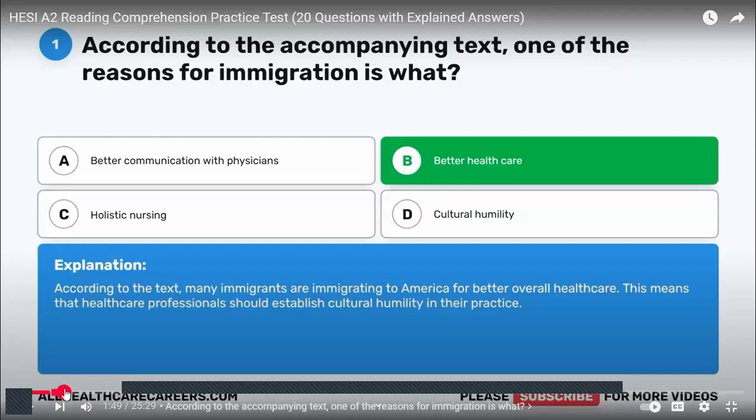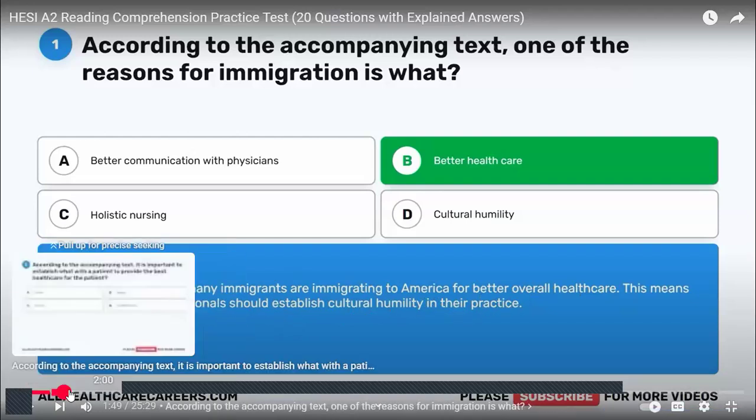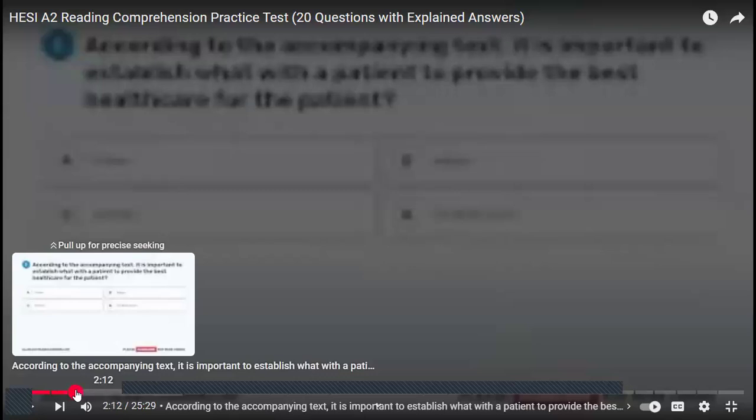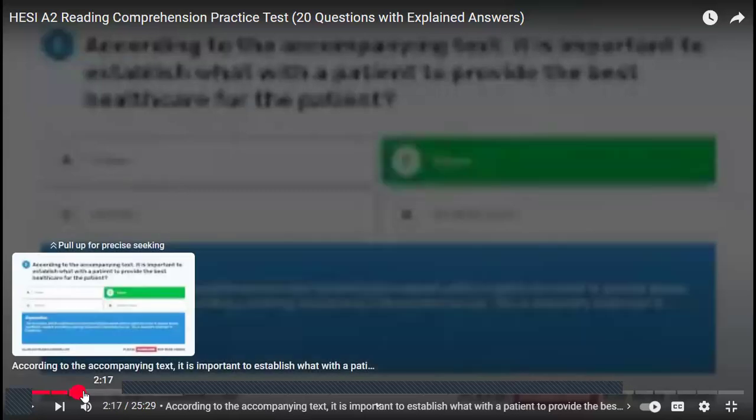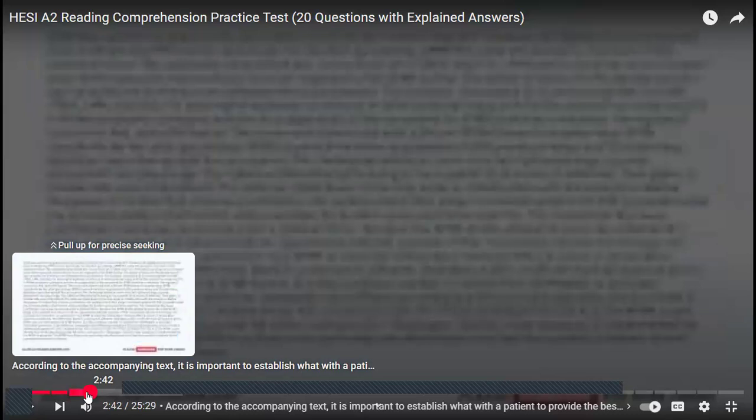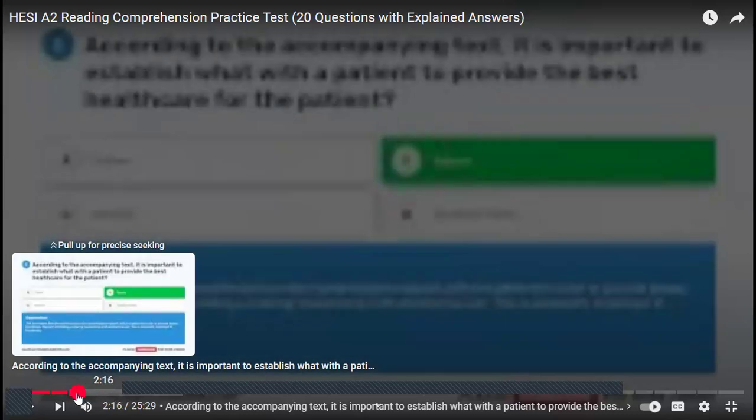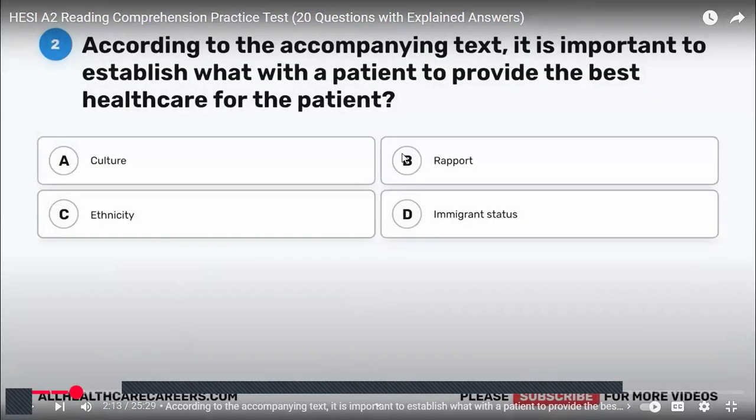And as you can see, the answer is B. According to the text, many immigrants immigrated to America for better overall health care. This means that the healthcare professionals should establish cultural humility in their practice in order to provide that. Okay, let's go to the next set of questions. So the next set of questions is going to be regarding, hold on, let me see if I can get to it. How do you do that? How do you provide the best healthcare possible?